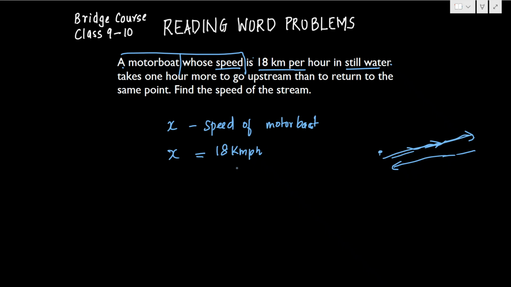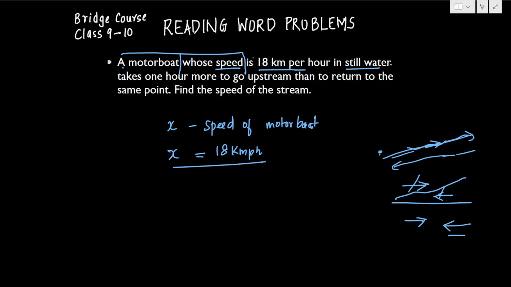In still water. What does still water mean? Still water means where the water is not flowing this side, water is not flowing this side. So the boat does not have to fight against the water or go in the direction of the water. If there is water flowing like this, if it goes against the water, the boat's speed will be decreased or the boat will be slower. But if it goes along with the water, because the water is also flowing, the speed of the boat will be more. But in the case of still water, where the water does not flow this way or this way, the motorboat will just go along at its own speed. So in still water, the speed is 18 kilometers per hour.